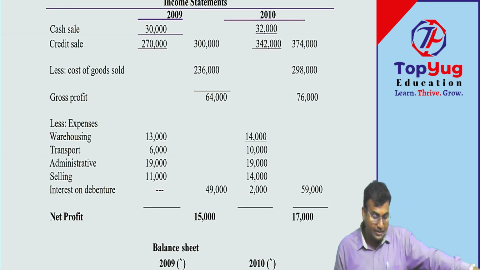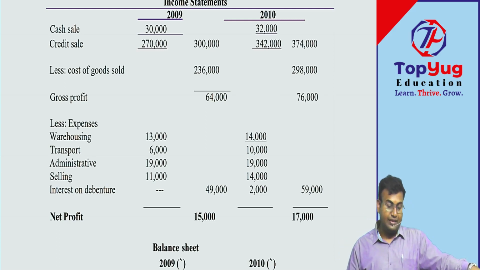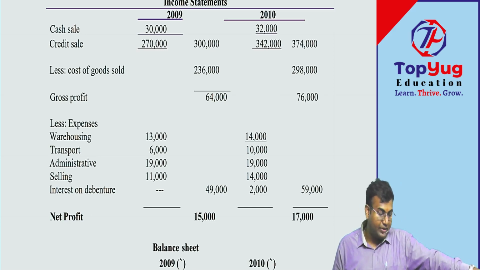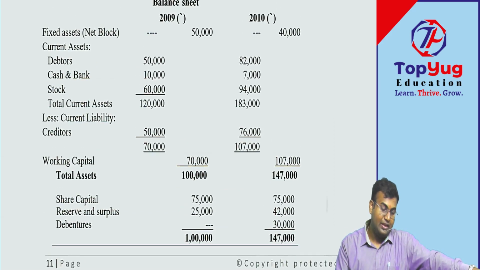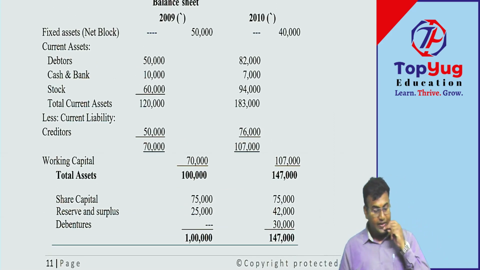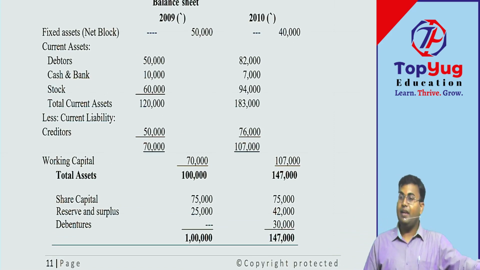They have given sales of 3 lakhs for 2009. For 2009 it is 3 lakh 74. Again, cost of goods sold is again 236, 298. Gross profit is there. Again, you minus expenses and then you will find out net profit. Then you have the balance sheet, that is fixed assets, current assets, right? And then you have working capital, current liabilities, and then you have your liabilities and owner's capital.